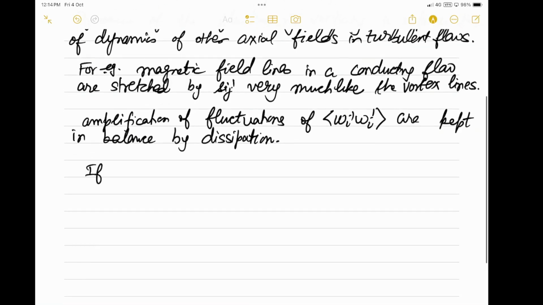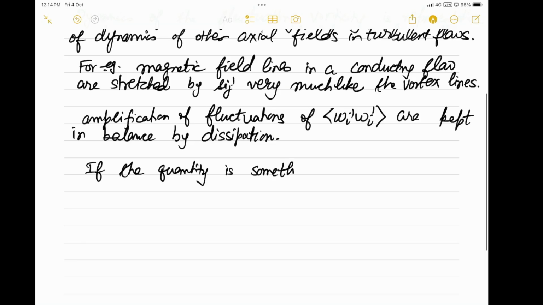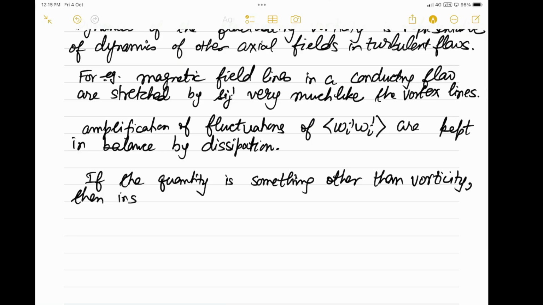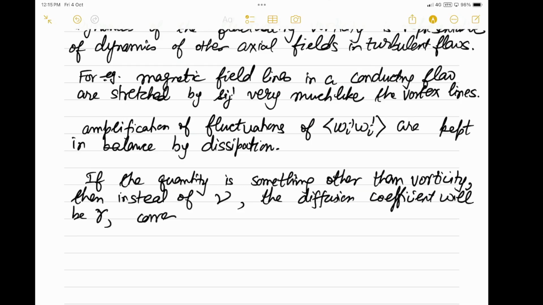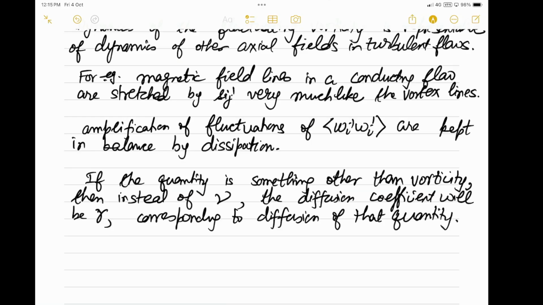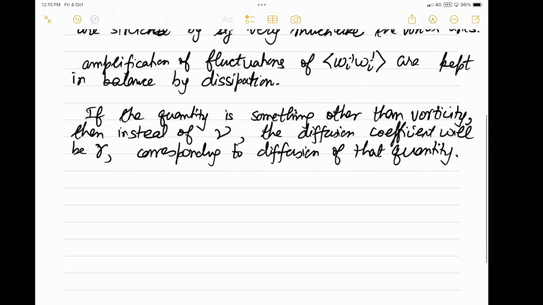Now, if the physical quantity is something other than vorticity, then basically instead of nu, the diffusion coefficient will be gamma, corresponding to diffusion of that quantity. So, instead of nu, we will get a similar equation.